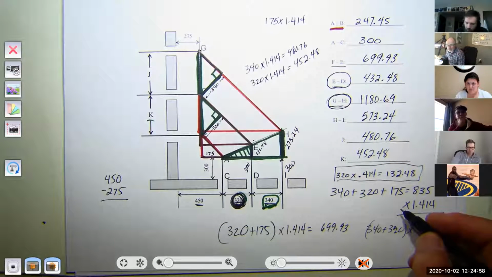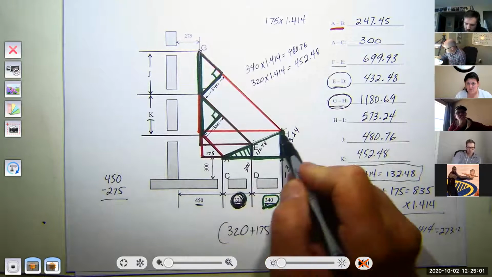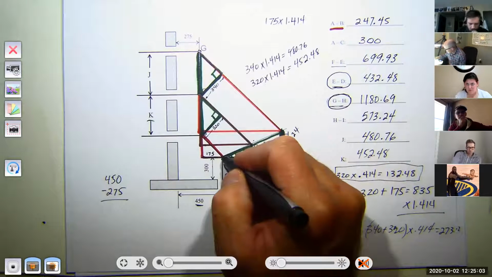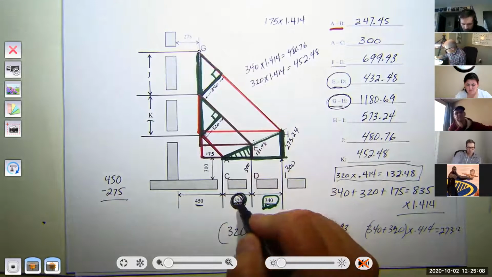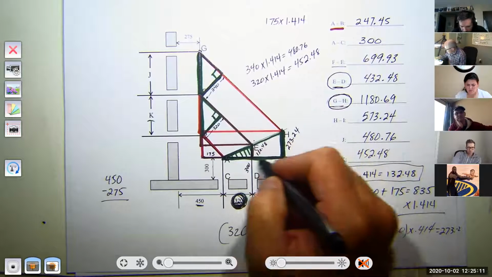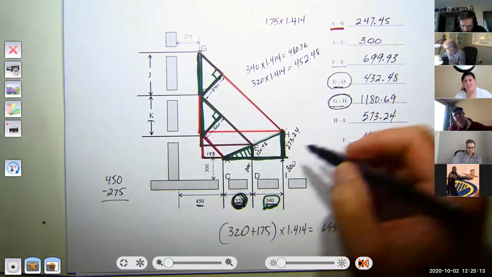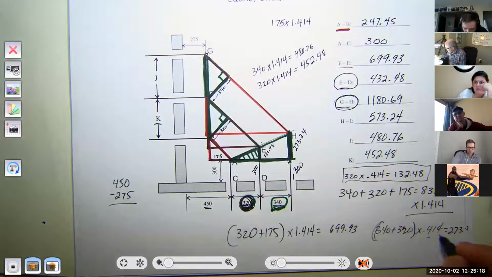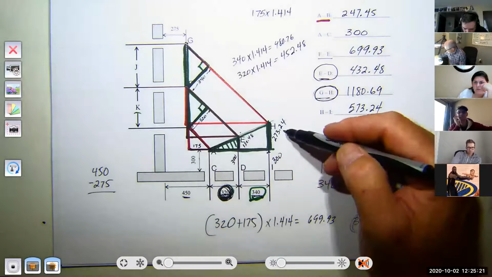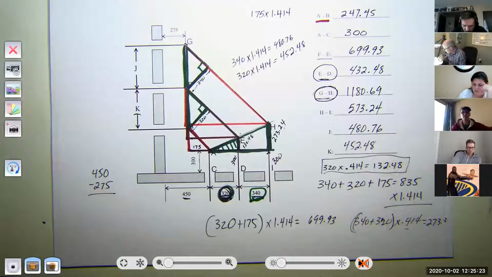Okay. And then when we draw a bigger 22.5-degree right angle triangle, this run, this bottom line right here is 320 plus 340. So when we add these two together, this is a run, and we add them together and times it by 0.414, gives me this side opposite, or the rise, if you will, of 273.24. Okay, thank you. Does that answer your question? I hope it does.